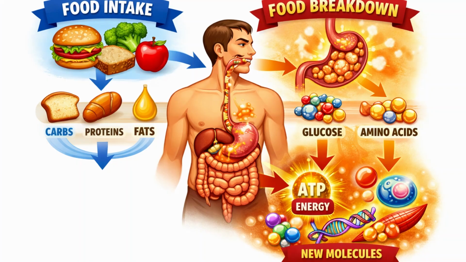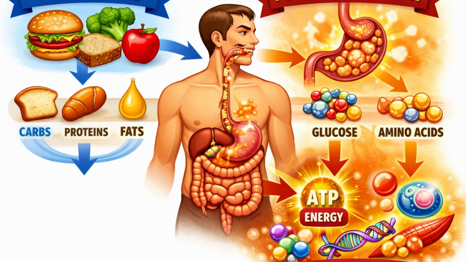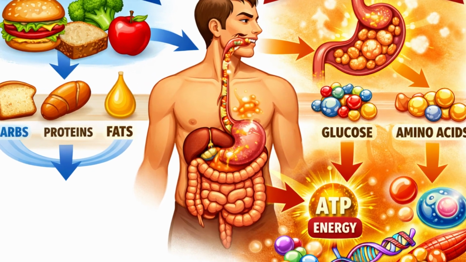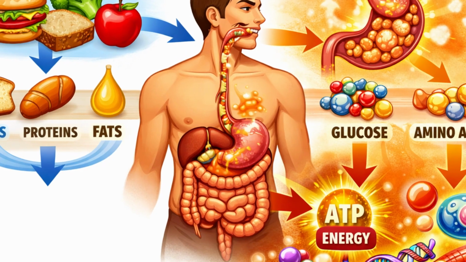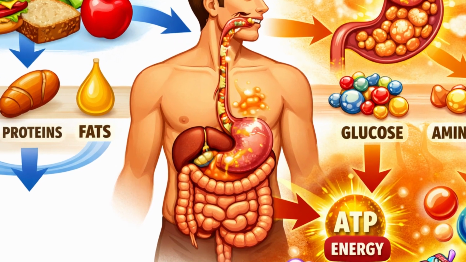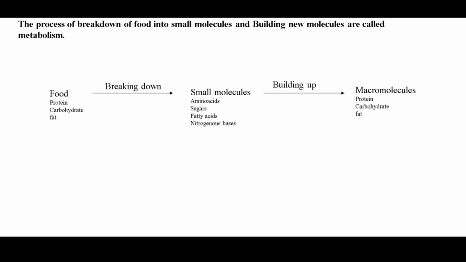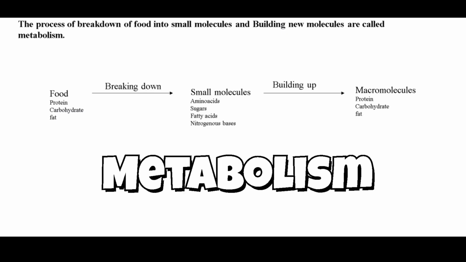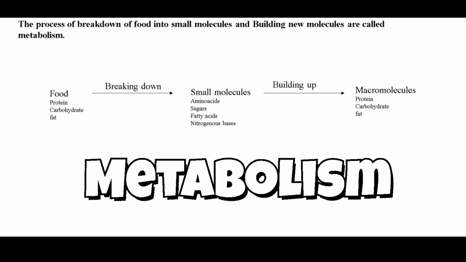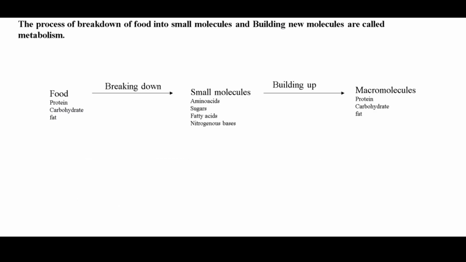The last point is metabolism. A living organism needs food for survival. Food inside the body is broken down into small molecules, and then these molecules are used to build new molecules and also used as a source of energy. This entire process of breakdown of food into small molecules and building new molecules out of these small molecules is called metabolism. Metabolism is a vital process exclusively shown by living organisms. So metabolism is a defining feature of living organisms.